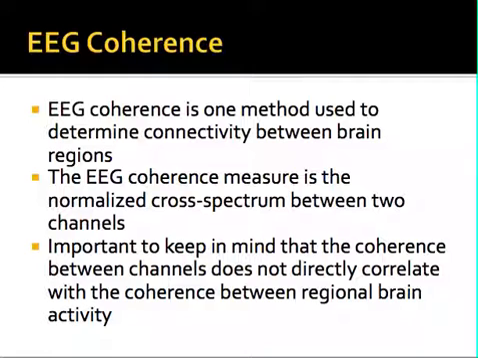So the first of these is EEG coherence. This has probably been around the longest as a connectivity measure. It's a method used to determine connectivity between brain regions, and basically it's like a cross spectrum between two different channels. So what you're really looking for is commonality in the spectrum.